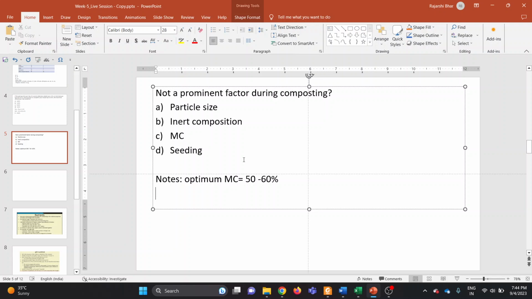So if, for example, you have your garden trimmings, leaves and all that stuff, we know that they usually have very little moisture content, and you want to add some moisture to it externally.